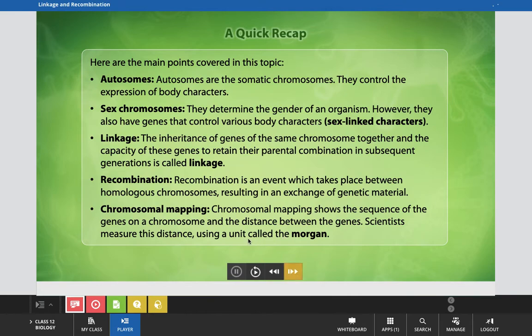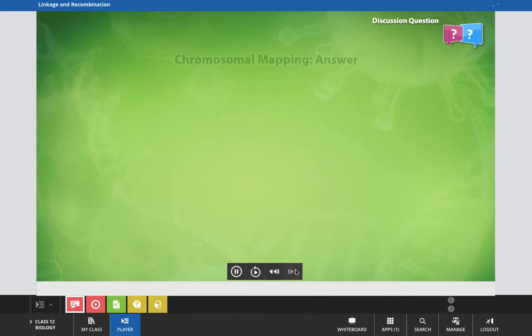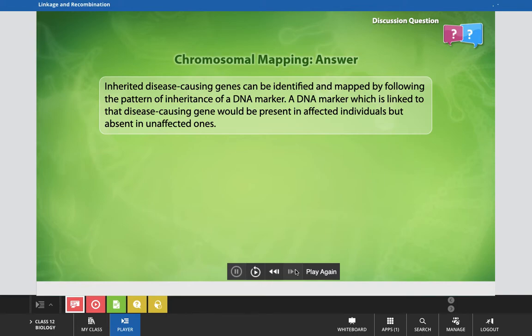I think with that we have covered today's class topic, but I am showing here one presentation related to today's topic, linkage and crossing over. Before going to show that presentation, here is one discussion question on chromosomal mapping: how can chromosomal mapping be used to improve human health? You have to write about it, and you can use these clues in your answer.